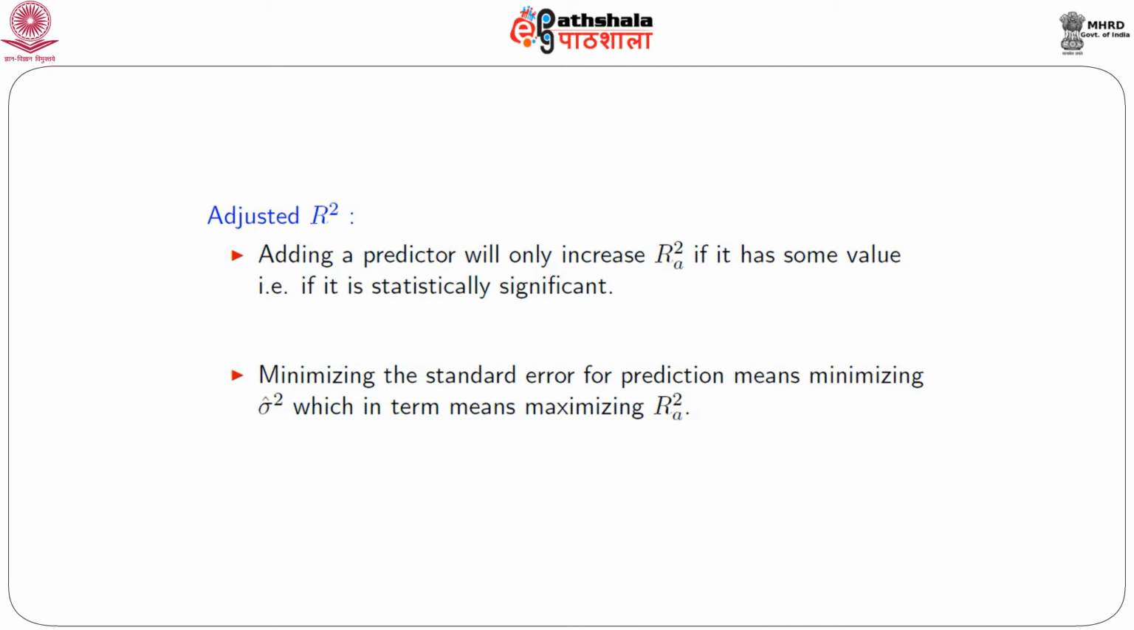Under adjusted R squared, adding a predictor will only increase R squared subscript A if it has some value, that is, if it is statistically significant. And minimizing the standard error for prediction means minimizing sigma hat squared, which in turn means maximizing R squared subscript A, or the adjusted R squared.